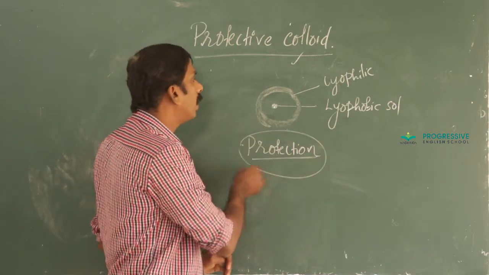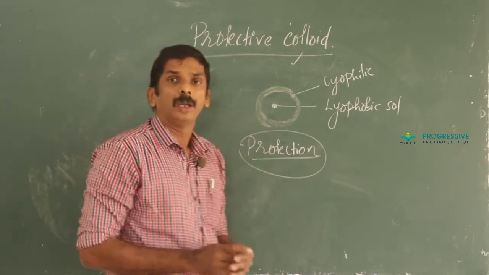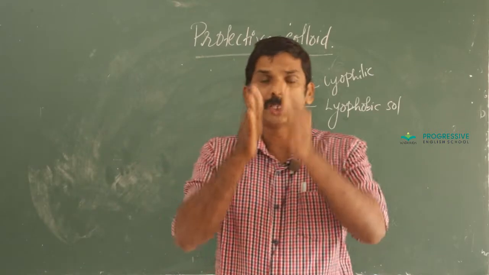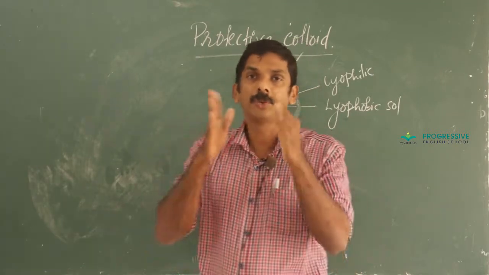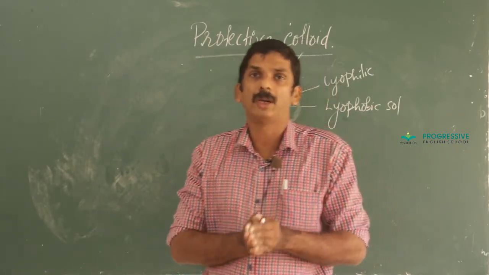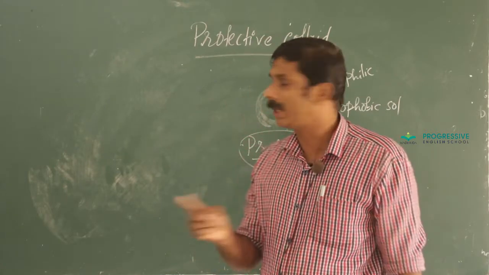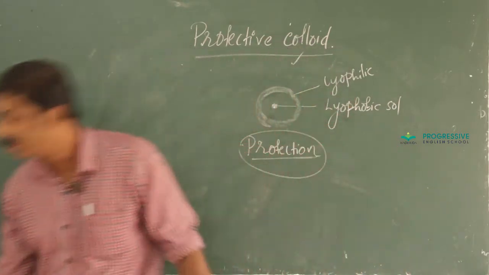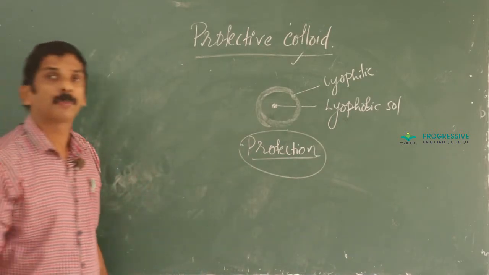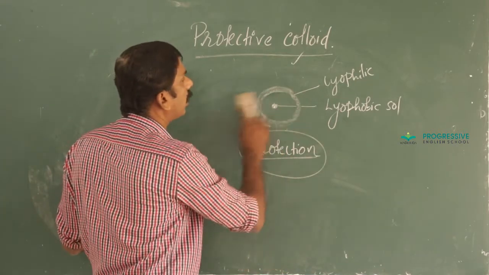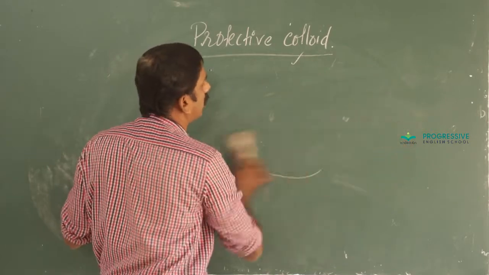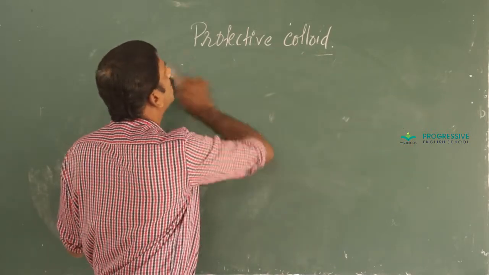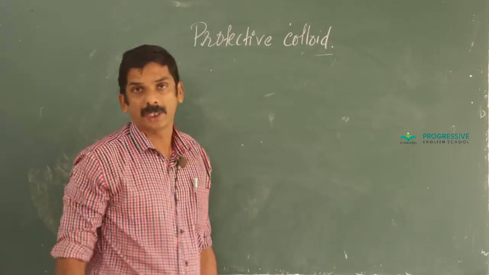And normally in biology you have studied the structure of a neuron. This neuron axon is normally protected by a layer like the myelin sheath. Like that, the lyophobic is prevented from coagulation by the addition of lyophilic sol, which is the protective colloid.